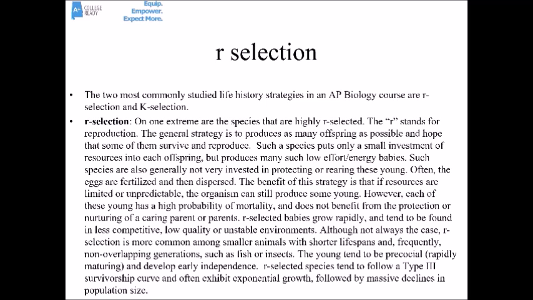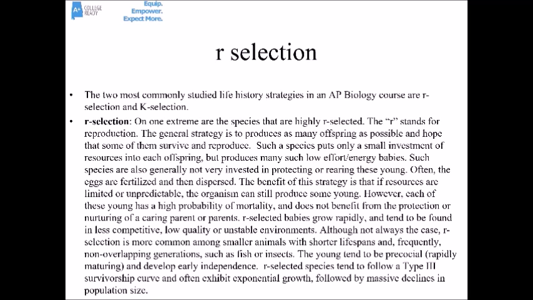Each individual is very likely to die early, but because these organisms produce so many individual offspring, some of them make it to the next generation. This type of life history strategy tends to work in environments that are less competitive, sort of low quality, unstable environments. Typically, r-selected strategies are used by smaller animals with shorter lifespans. Things like fish and insects tend to exhibit this kind of strategy.